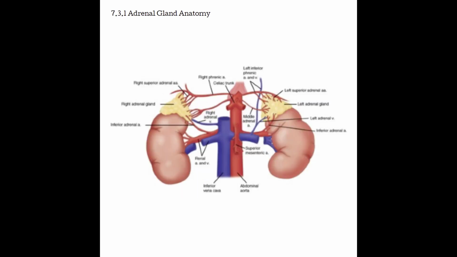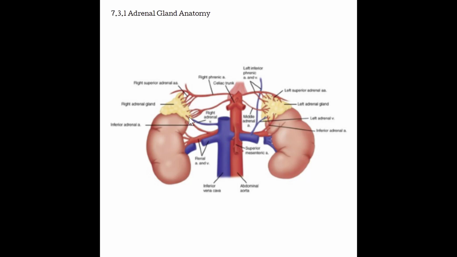Taking a look then at the vasculature of the adrenal glands, there are 3 arteries that supply them. They are all suprarenal arteries, and they are the superior, middle, and inferior suprarenal artery. The superior suprarenal artery arises from the inferior phrenic arteries, which are arteries that go to the diaphragm. The aorta gives rise to the middle suprarenal artery, and then the renal arteries give rise to the inferior suprarenal or adrenal artery.